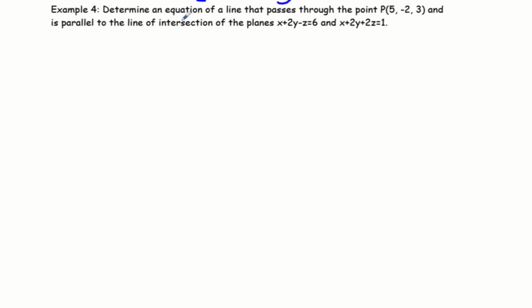One more example. Determine an equation of a line that passes through a point. So it's more complicated and it's parallel. So it means we are going to find the line of intersection from these two. From there we find the direction vector. Then we combine this with a point to find the final equation of a line. So if parallel, it means these have the same direction vector.